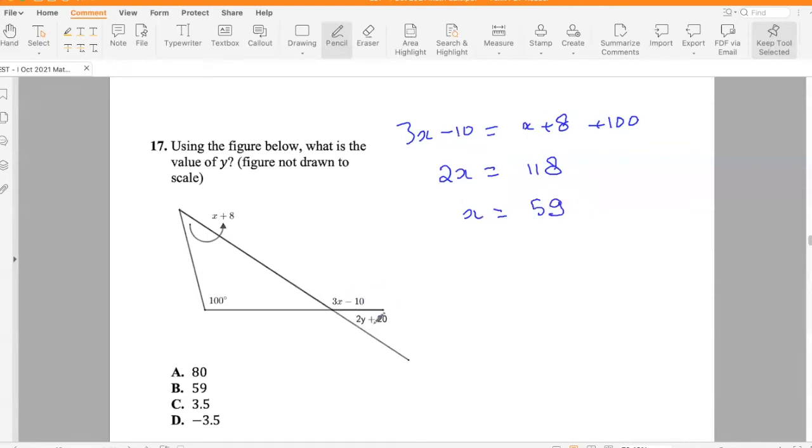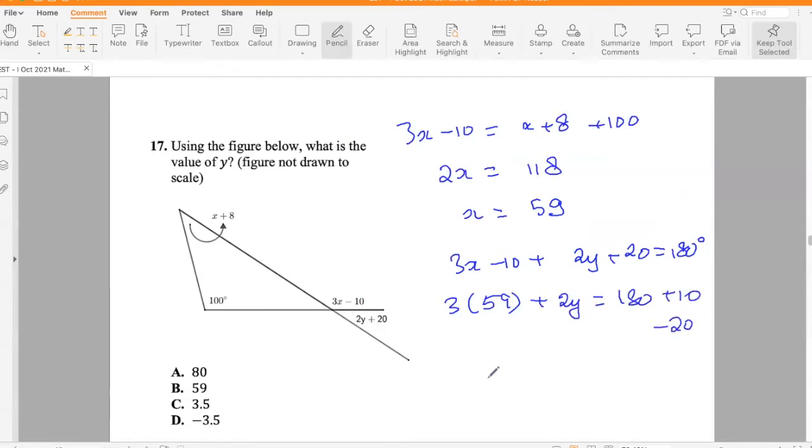Now, this angle plus this angle is 180 degrees. So 3x minus 10 plus 2y plus 20 is 180. So x is 59. So 3 times 59 plus 2y is 180 plus 10 minus 20. So 3 into 9, 27, carry 2, 177 plus 2y is 170. So 2y would be minus 7. So y would be minus 3.5, option D.